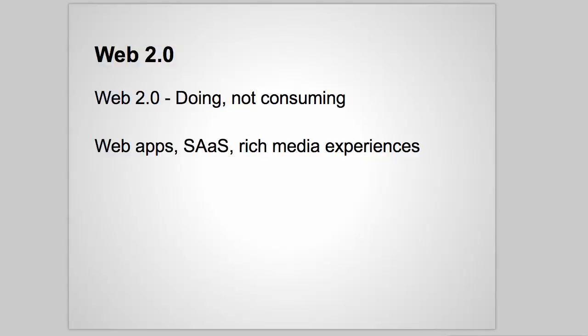So web apps, software, SaaS, or software as a service. Rich media experiences, where you go to the New York Times website and their story is this long scrolling story with slideshows, with videos, with places you can tweet, with share buttons. So Web 2.0 is this idea of doing things on the web and not just looking at things on the web. And I think it helps to go back and look at what happened before Web 2.0.